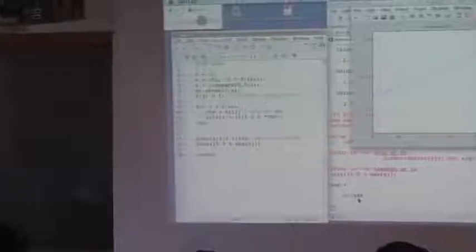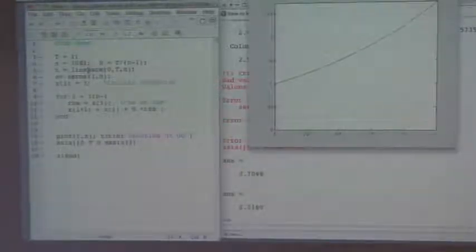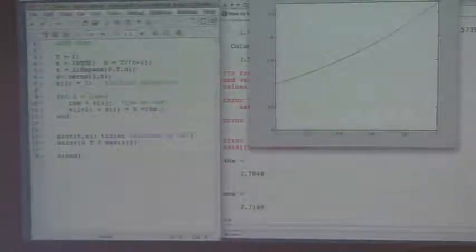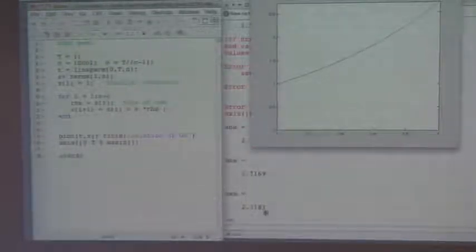Let's see what happens here. Function F5. 2.7048. Is that E exactly? Not so good. Okay, so what happens if I put here not 101, but 1001? Do it again. Now I get 2.7169, a little closer. How about instead of 1001, I do 10,001. Run it again. 2.7181. That's pretty close to 182.